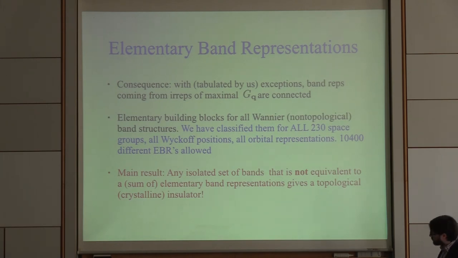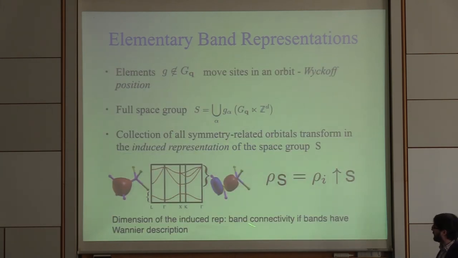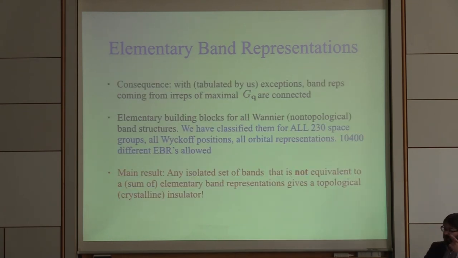Okay, so what we have done is we've gone through all the 230 space groups, through all the Wyckoff positions, through all the orbitals, and we've classified all the possible elementary band representations. So if I have an orbital sitting on some site of some Wyckoff position of any of these 230 space groups, the bands, if they have a maximally localized Wannier description that respects all the symmetries of the crystal, will be part of this classification, which comes out a kind of nice number, I don't know why, 10,400 different elementary band representations.